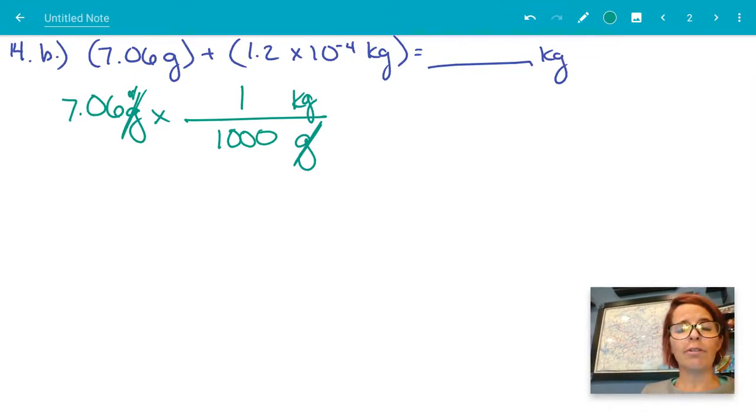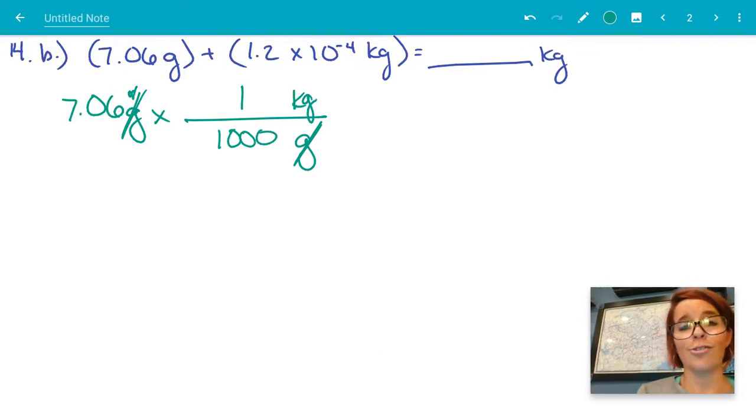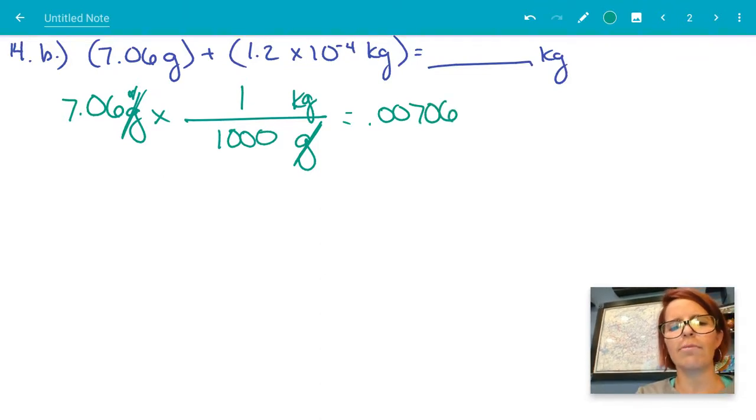So I'm going to do 7.06 times 1, don't need to do that, divided by 1,000. So into my calculator, 7.06 divided by 1,000, and I could just scooch it over by 3. So I think it's 0.00706. Just have to make sure I did that right. So 1, 2, 3. Yep, did that correctly. Okay, and now that is in kilograms.